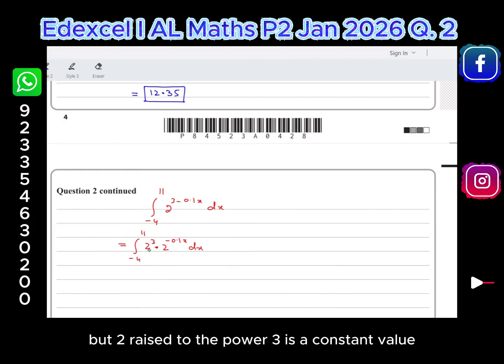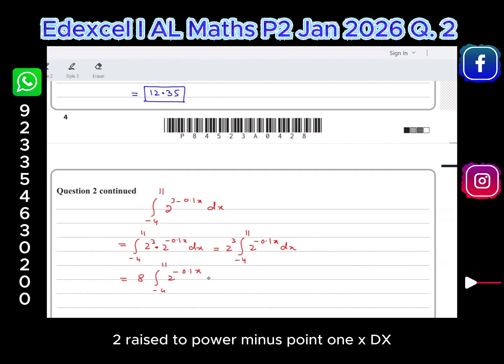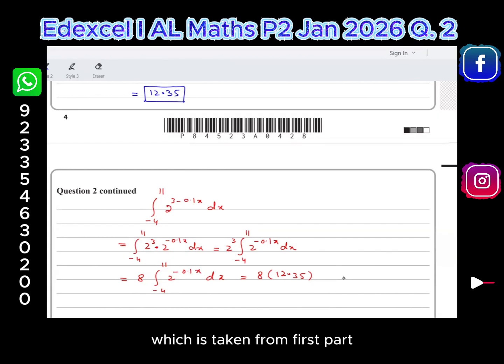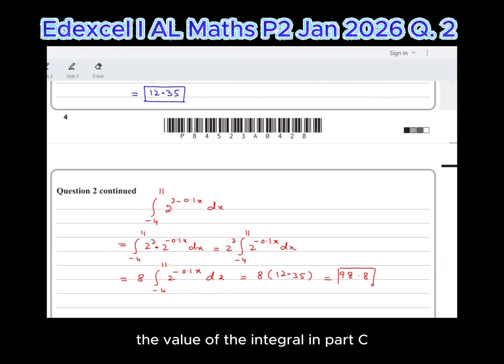Now 2 raised to the power 3 is a constant value, so it can be written outside the integral: 2 raised to the power 3 times the integral from minus 4 to 11 of 2 raised to the power minus 0.1x dx. 2 raised to the power 3 equals 8. So this is 8 times the integral from minus 4 to 11 of 2 raised to the power minus 0.1x dx. This is equal to 8 multiplied by 12.35, which is taken from part A of the solution. And this is equal to 98.8, the value of the integral in part C.